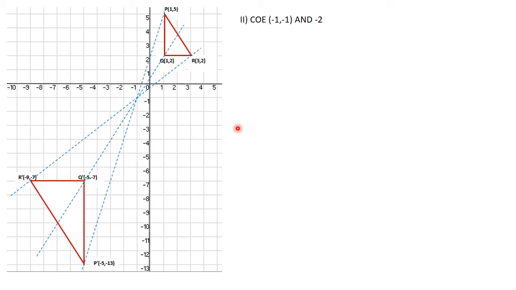Now, it's always good to notice that whether positive or negative enlargements, a point and its corresponding point on the image always lie on a straight line, such that if you continue all lines, P to P prime, Q to Q prime, R to R prime, all of them are on a straight line and they meet at the center of enlargement. It's important for me to mention that.